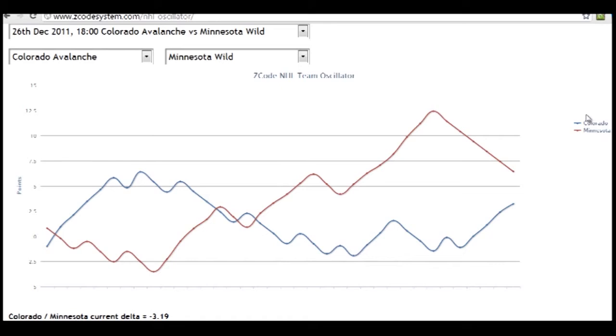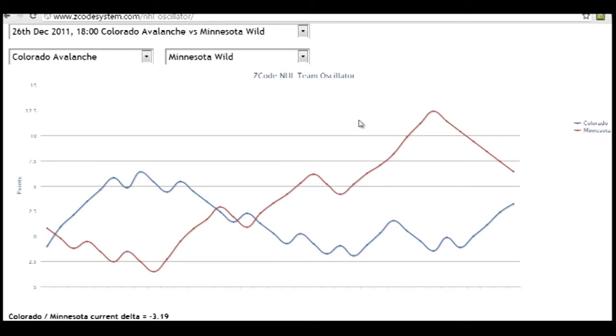Well, the Zcode Systems NHL Team Strength Oscillator shows you the current team shape in the form of an easy chart. Just by looking and comparing this chart, you can easily see team strengths and determine which team is surging and which team is slumping. You can also compare the difference between the shapes by calculating the delta, or the difference between these two values. So, in simple terms, the form of this chart and the difference between the last values will show you the difference between the teams and hopefully help you to predict the future.